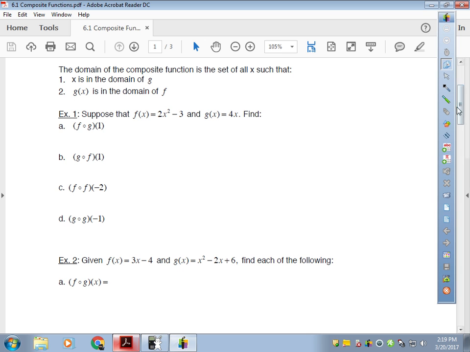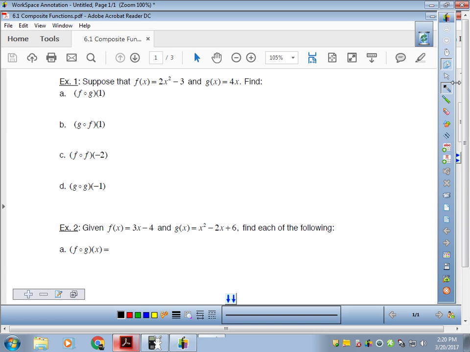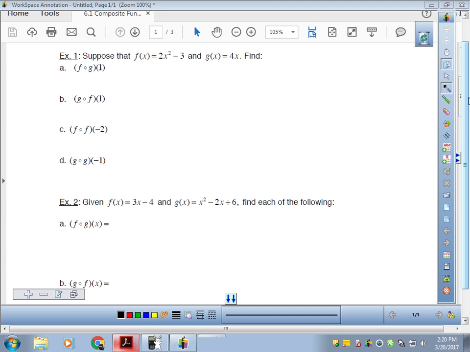Alright, so let's look at some examples here. Example 1 asks us, suppose that f of x equals 2x squared minus 3, and g of x equals 4x. Part A asks us to find f composed of g of 1. So what this is, is f of g of 1.